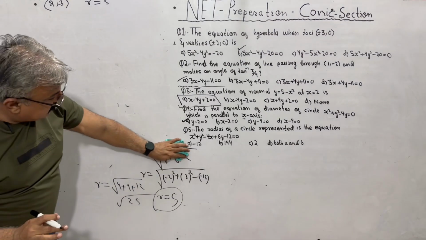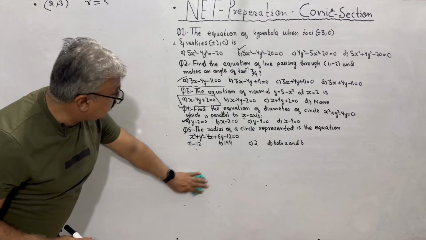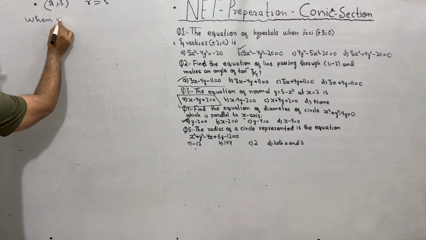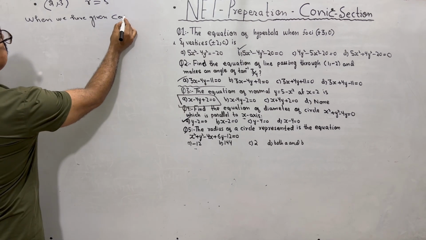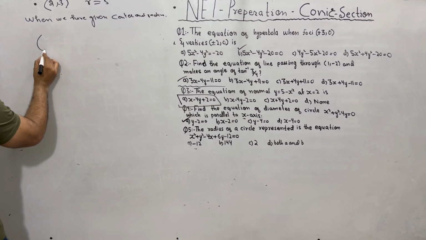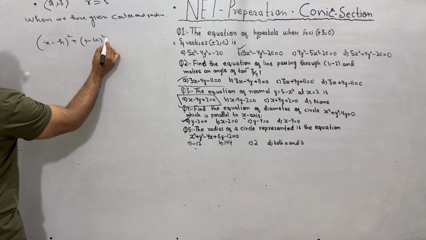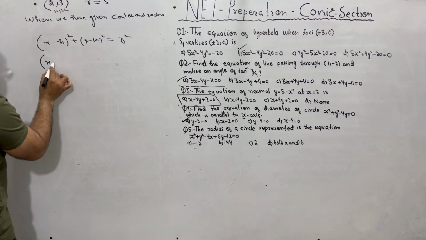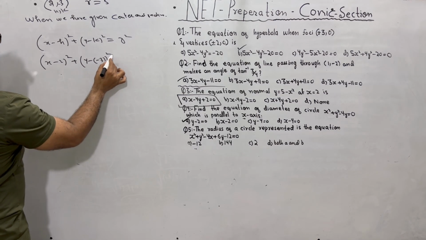Now I can prove that our equation of circle is going to be x square plus y square minus 4x plus 6y minus 12. When we have given center and radius, switch over to the standard equation of circle. It reads as x minus h whole square plus y minus k whole square is equal to r square. That's our value of h, k, coordinates of center, that's our radius. Plug in the values: x minus 2 whole square plus y minus 3 whole square, radius is 5 square.